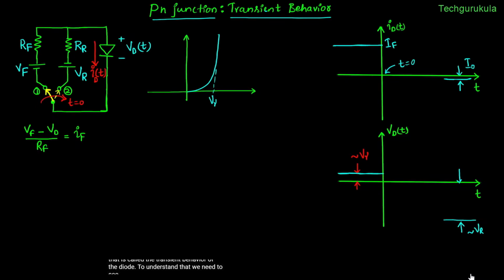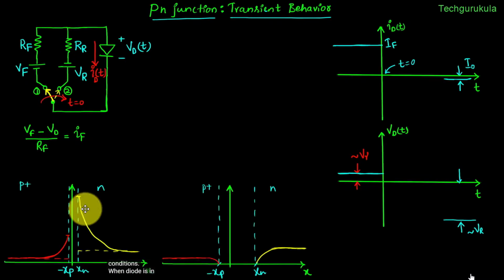To understand that, we need to see how the minority carrier concentration distribution is inside the diode for these two steady state conditions. When the diode is in forward bias and in steady state, the minority carrier concentration distribution would look like this, where the yellow curve represents the hole concentration on the n side and the red curve represents the electron concentration on the p side. And when the diode is reverse biased and is in steady state, this is how the minority carrier concentration distribution would look like, where again the yellow curve represents the hole concentration on the n side, and the red curve represents the electron concentration on the p side. These graphs are drawn based on the assumption that p is highly doped compared to n. We have spent enough time understanding these minority carrier distributions in previous videos, so I wouldn't be explaining them now.